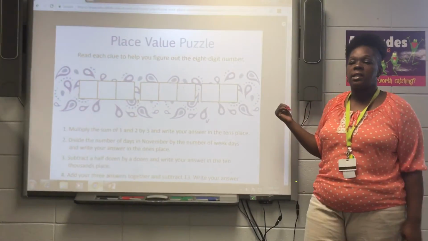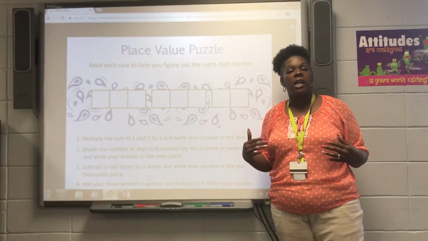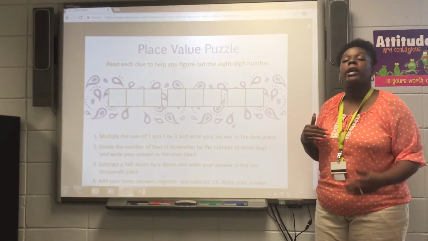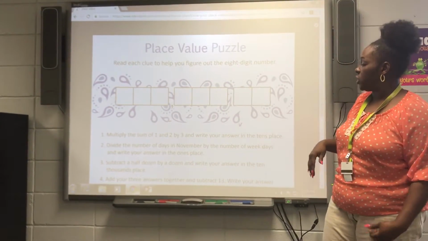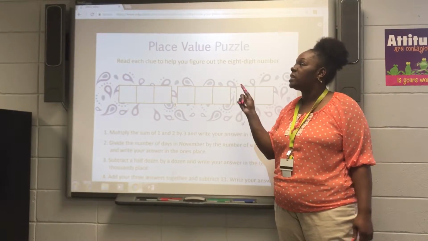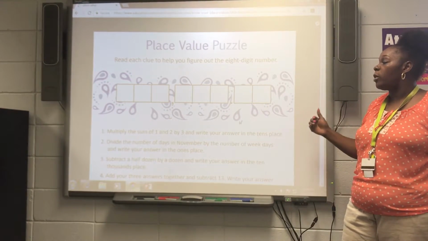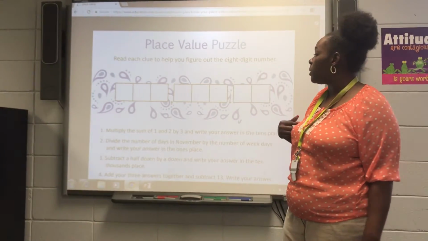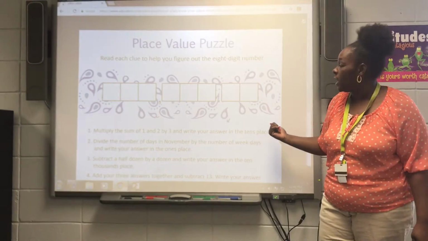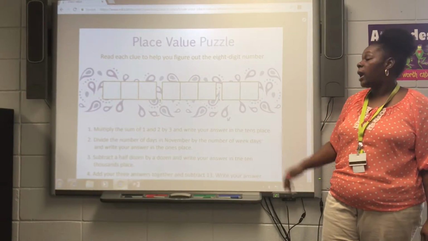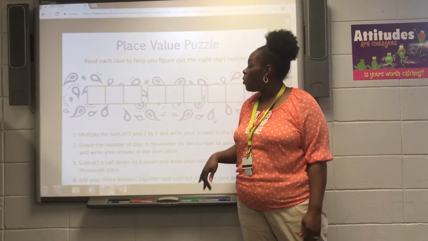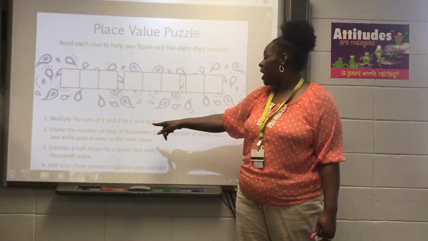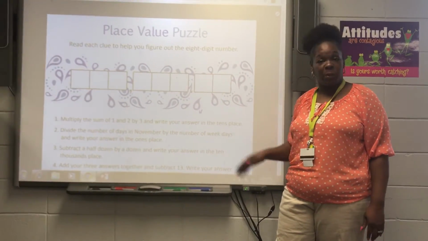So this is another activity that we have, and again, this is where my students will break down into groups, and each group will have a chance to answer a riddle on this place value puzzle. Once the group has figured out the riddle, one person from their group will come up to the board and write the correct answer in the correct place value. If we look at number 1, it says we will multiply the sum of 1 and 2 by 3 and write your answer in the tens place.